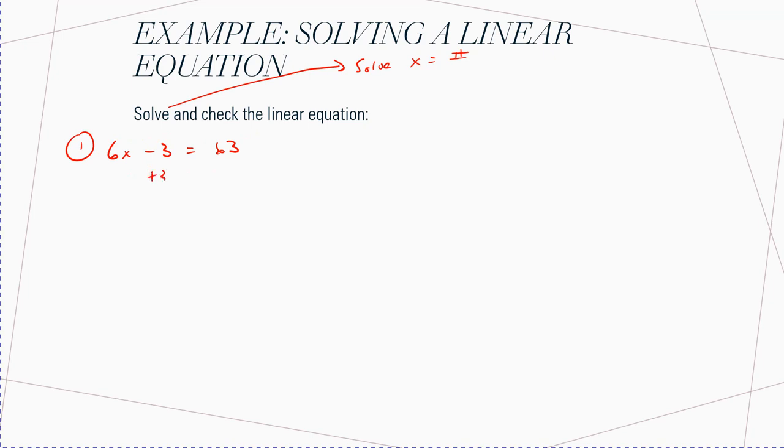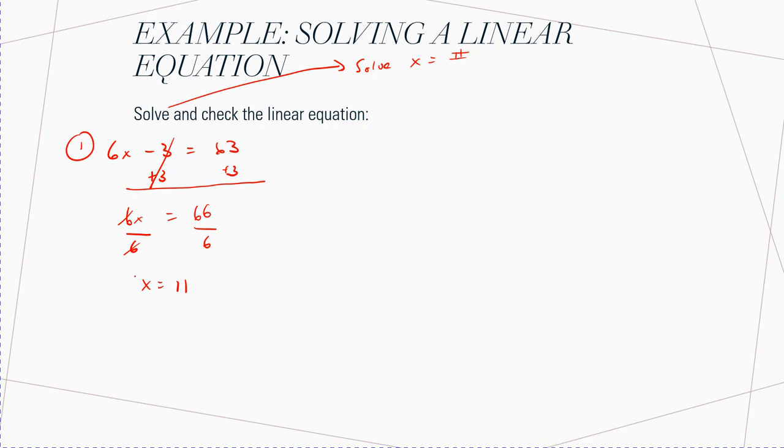To undo subtraction, I'm going to add 3 to each side. This is going to cancel. I'm going to bring this 6x down, and 63 plus 3 gets me 66. Now I have 6 times x. To undo multiplication, I'm going to divide both sides by 6. The 6 and the 6 will cancel, and you're left with 66 divided by 6. That gets you 11.